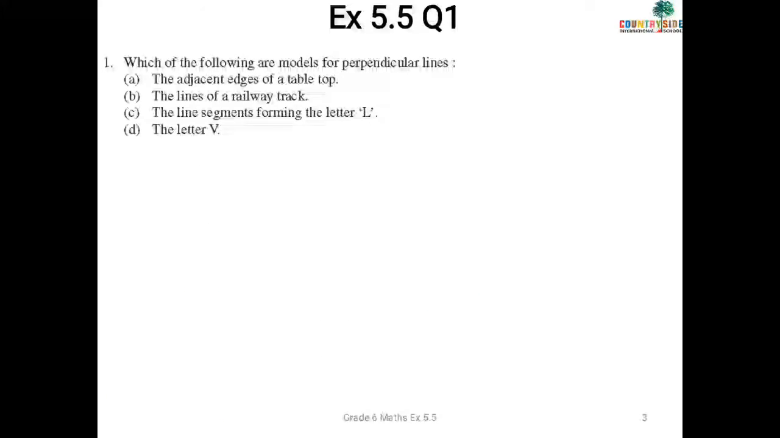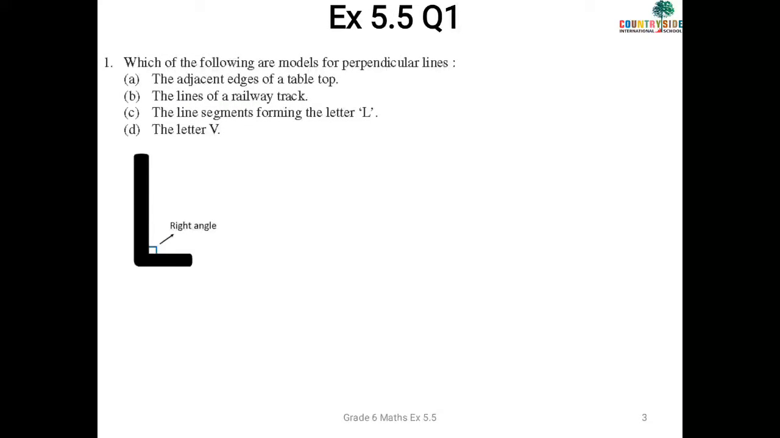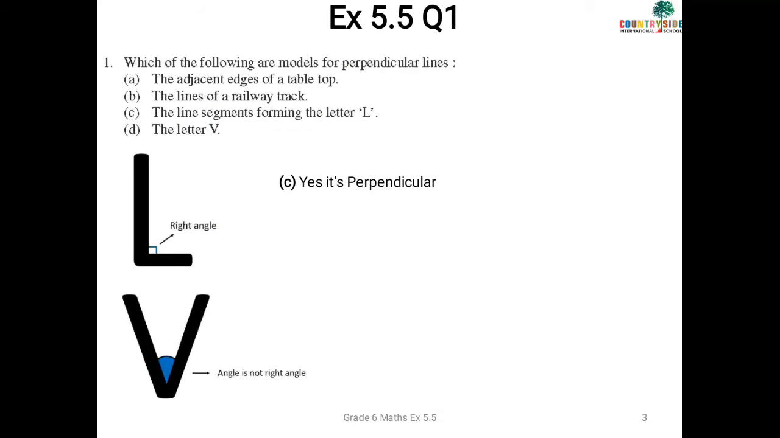Now let's solve for the C part, the line segments forming the letter L. Here is the letter L and you can see clearly it is making a 90 degree, that is a right angle. So yes, it is perpendicular. Now let's solve for the D part, the letter V. Here is the letter V and can you say that this one is 90 degree? No, it's not a 90 degree. So no, it's not perpendicular. So this was question number 1.